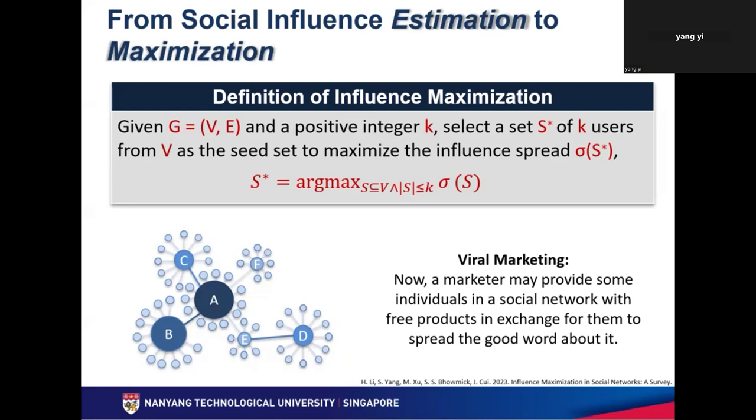This question can be modeled formally using the definition of influence maximization we provided in the upper part of this slide. Let's say given a social network modeled as a graph G and a positive integer, which is a budget of the size of the seed set, K. So the question is how we can select a set S of key users from V as a seed set such that the influence spread of seed set S is maximized. Because we already know that if you have a seed set, we can evaluate the influence function for S. So the question is how you can select this S such that the resulting spread is maximized.